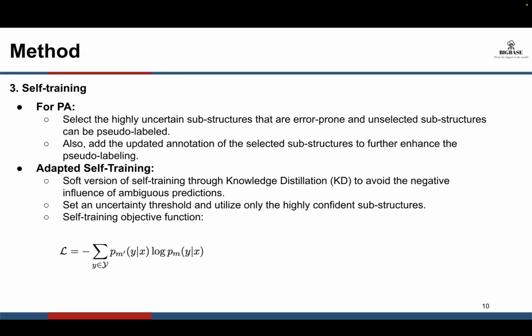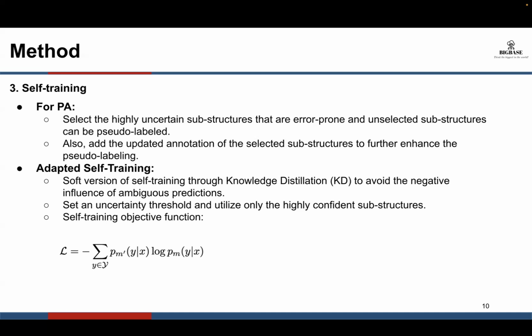And for self-training, for partial annotation, they select the highly uncertain substructures, as we mentioned now, and then except those, there are the unselected substructures, and they will be pseudo-labeled. And also at each cycle of active learning, they will add the updated annotation of the selected substructures to further enhance the pseudo-labeling as well.